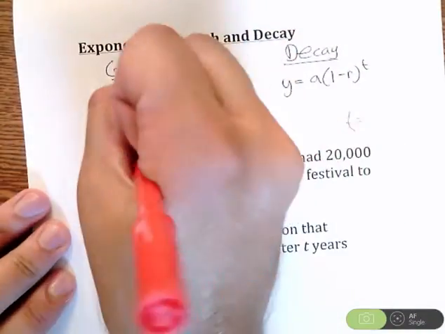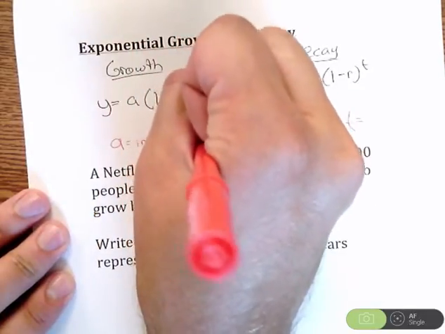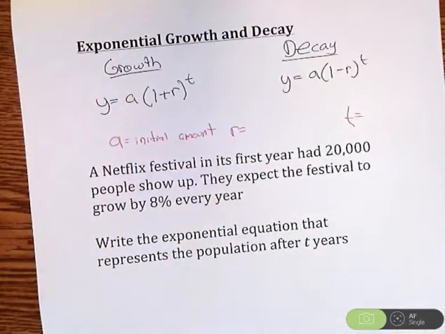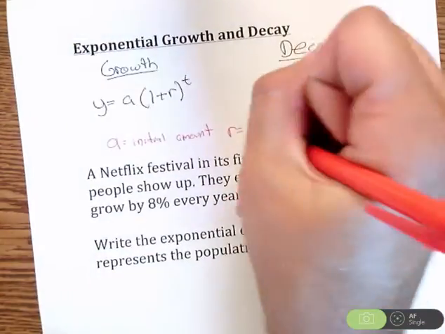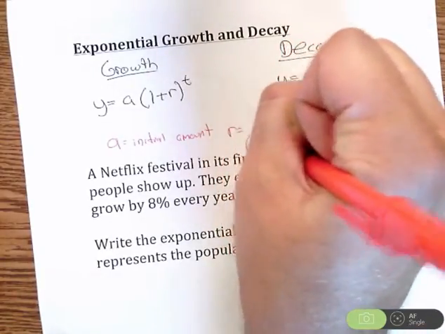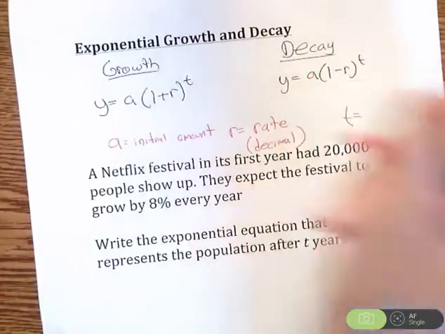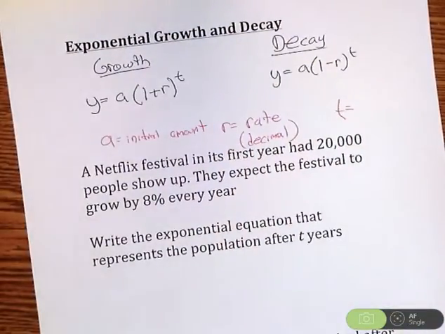So A is going to be our initial amount. You have to start somewhere if you're growing or decaying. You gotta start somewhere. R is going to be our rate. And we want this as a decimal. I wish I knew how to spell decimal because I just spelled it wrong. So our rate needs to be a decimal. I spelled it right, don't worry.